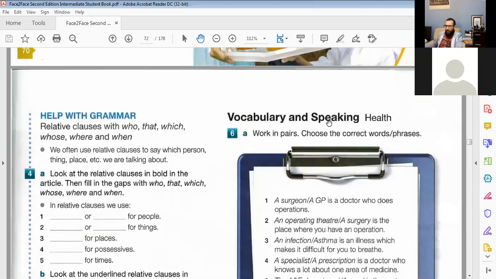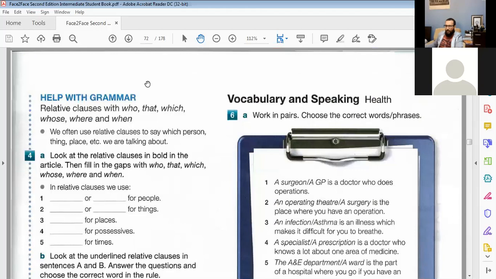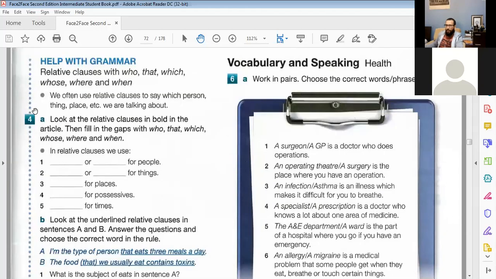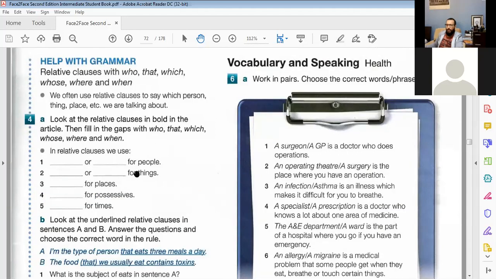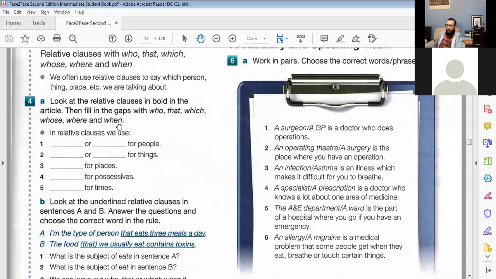But before we talk about our next exercise, let me also talk a little bit about relative clauses. We talked about relative clauses and the difference between them. We agreed that if you want to talk about people, we can use who and we can use that. For things, we can use which and also that. For places, we usually use where. For possessives, we use whose. And for time, we use when.